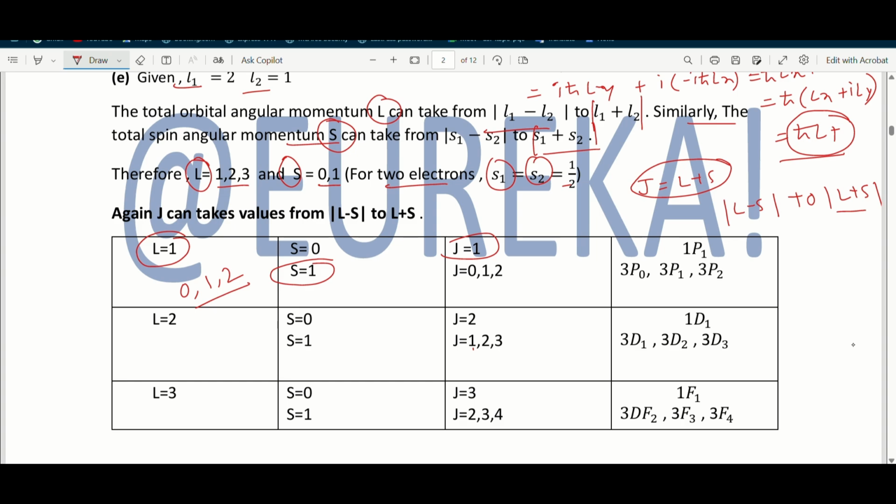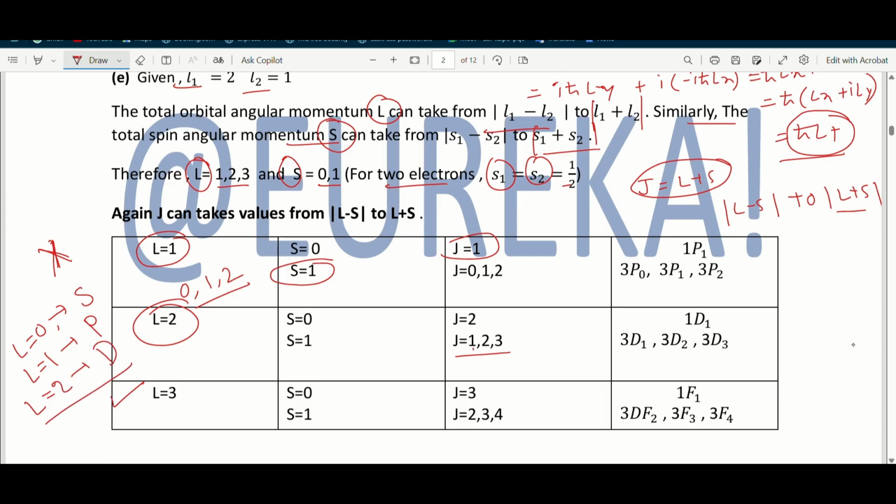In a similar way, for L equals 2, we get J value 2 and the corresponding S equals 1, and similarly we need to find the value of J corresponding to L equals 3. Now we know the spectroscopic notation is denoted by X, which comes from the L value. When L equals 0, it indicates capital S, and L equals 1 indicates capital P. L equals 2 indicates capital D.